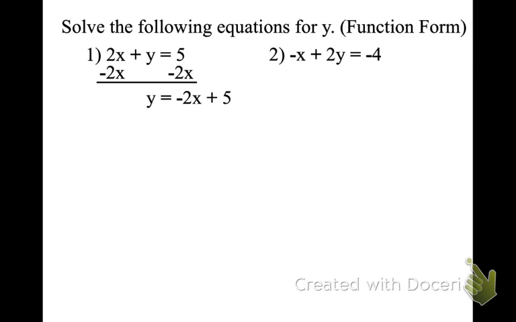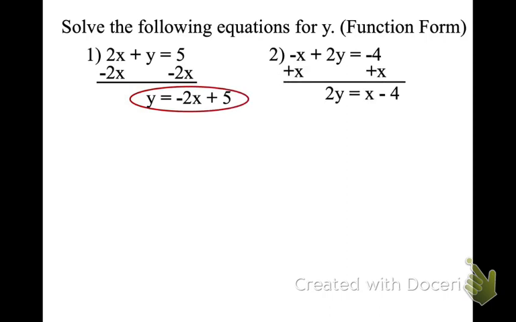Okay, you try the next one. Try and get the y alone. All right, let's try it together. Instead of minus x, I'm going to add x. And then I'm left with 2y, so I have to divide. I want to split that. I don't want to get rid of the whole thing. Splitting it, so since 2 times y, I have to divide by 2, all terms.